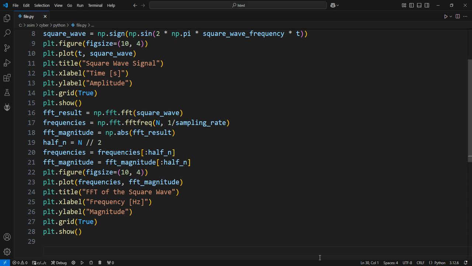The Fast Fourier Transform, FFT, is an incredibly powerful tool in signal processing. It helps us break down complex time domain signals into their frequency components, which is crucial for many applications, such as audio processing, communications, and image analysis.